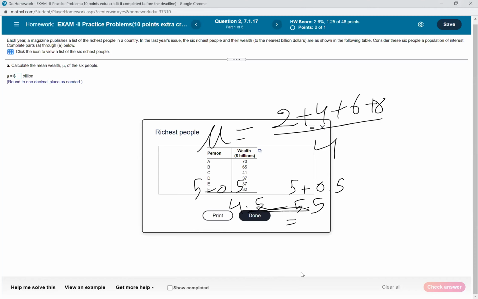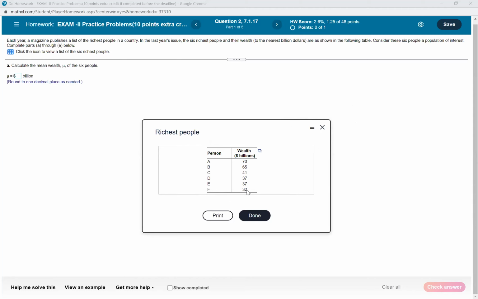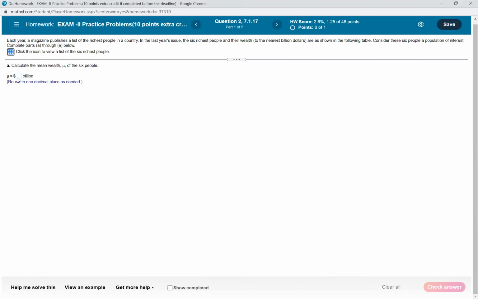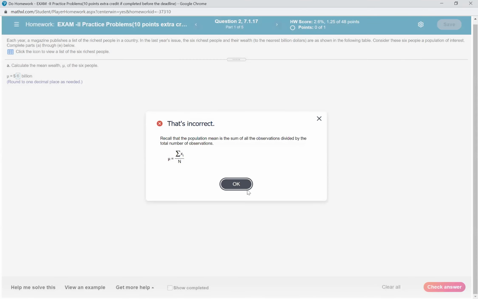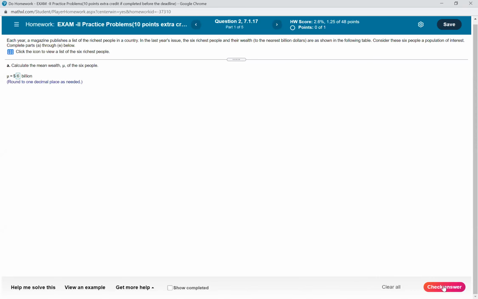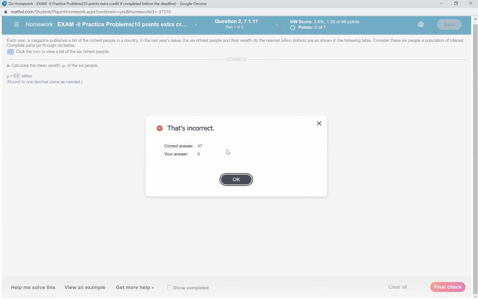So let me clear the screen. Okay, so we have the data. You have to just calculate the mean average of this. And I'm not going to do this one. So I'm just putting a random number. This number is not correct. So you have to calculate it and put the correct number, because I want to move a little faster.